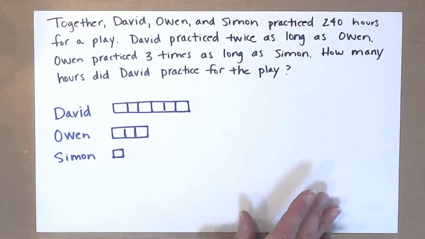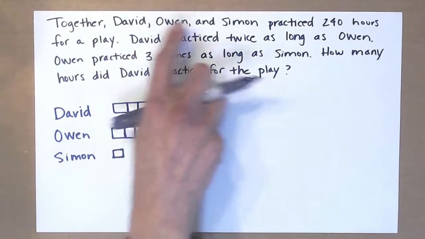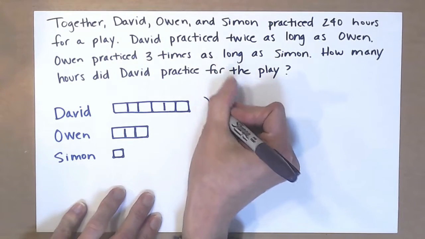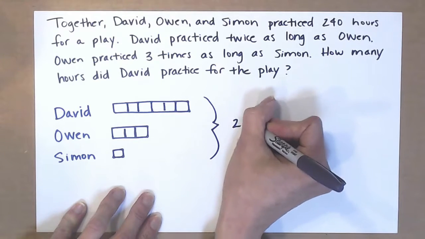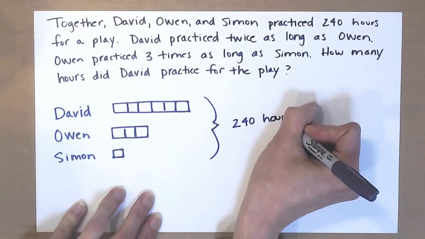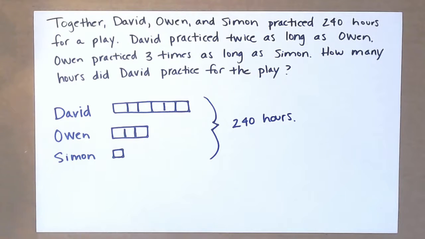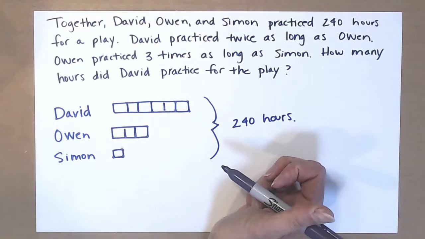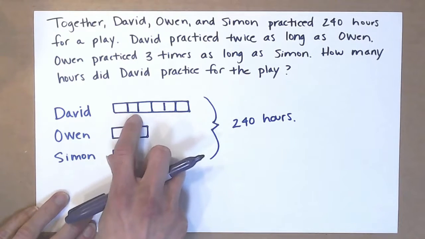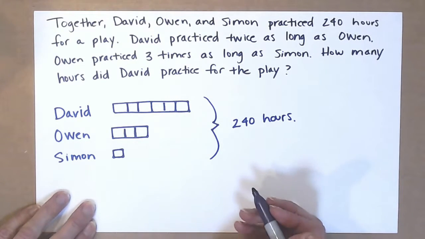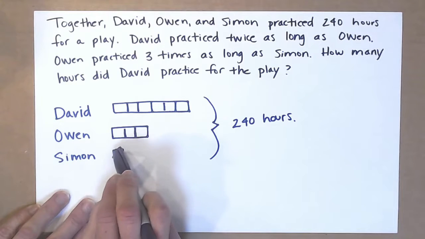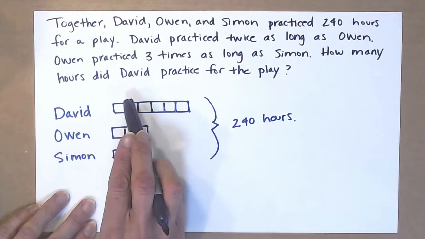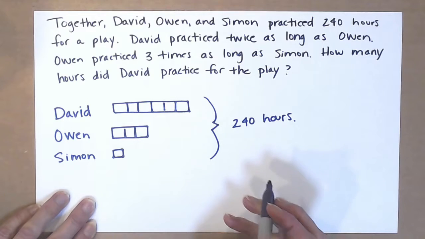What else do we know? We know that together they practiced 240 hours. So now we can answer our question. How many hours did David practice for the play? Well, before we answer the question, we actually have to figure out what each of our equal parts represents. So let's count them. 1, 2, 3, 4, 5, 6, 7, 8, 9, 10. We have 10 equal parts.